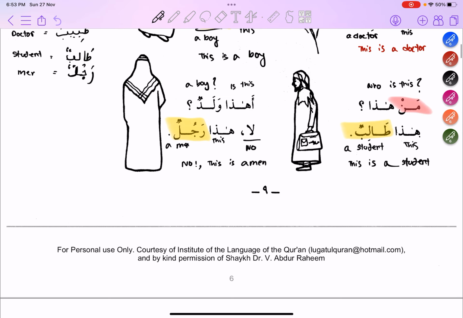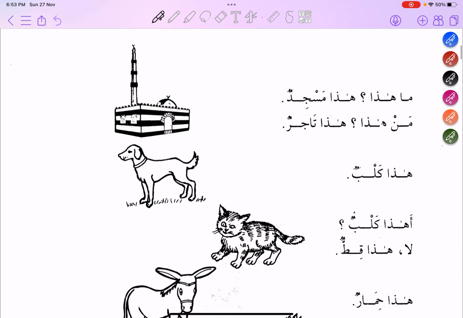So let's begin from this next page here. بسم الله الرحمن الرحيم. ما هذا؟ What is this? Well, this is هذا مسجد. This is a masjid. Masjid.